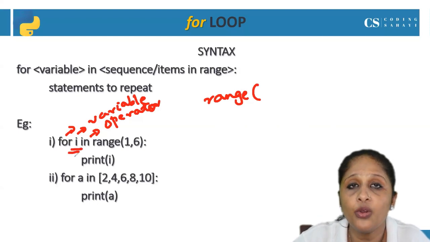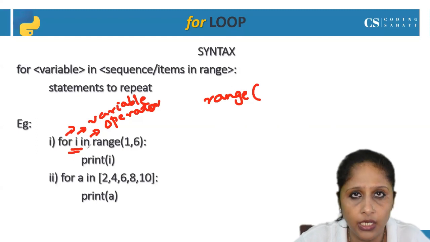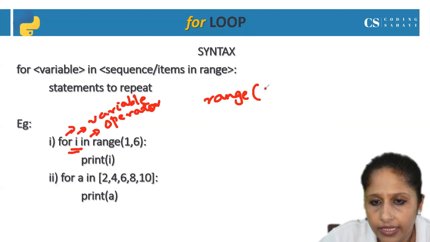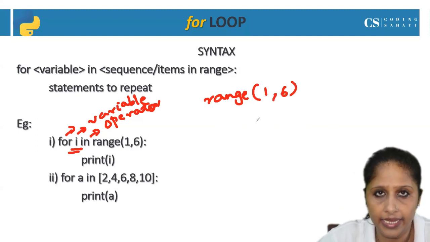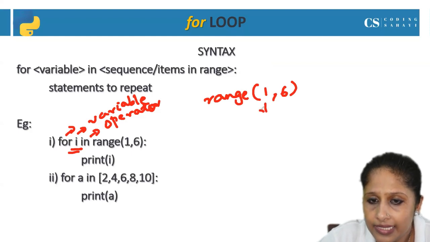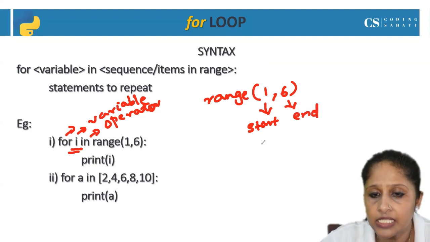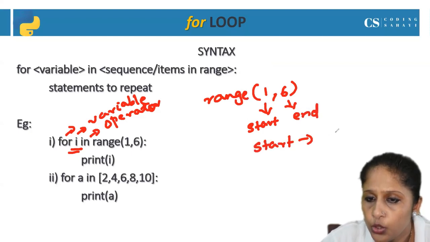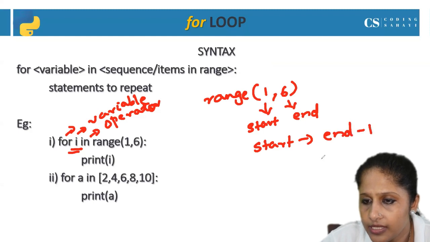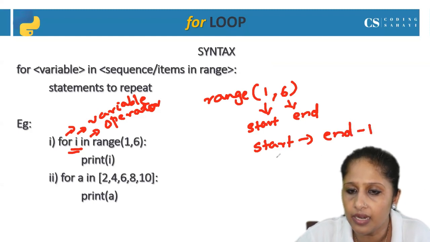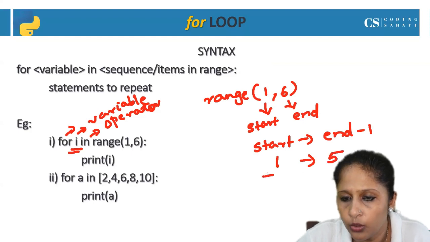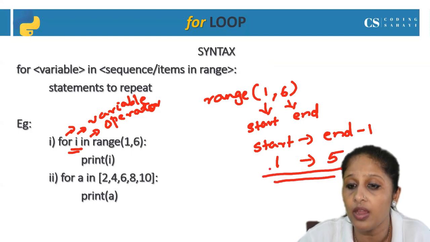Based on the value of i, this loop will be executed. Here in range, it is given 1, 6. That means this is the starting value and this is the end value. The range function works from start to end minus 1. Here the value of start is 1 and end minus 1 is 5. So the loop should be executed from 1 to 5.